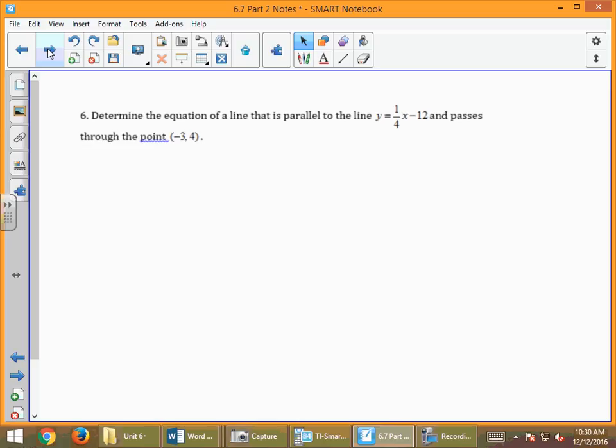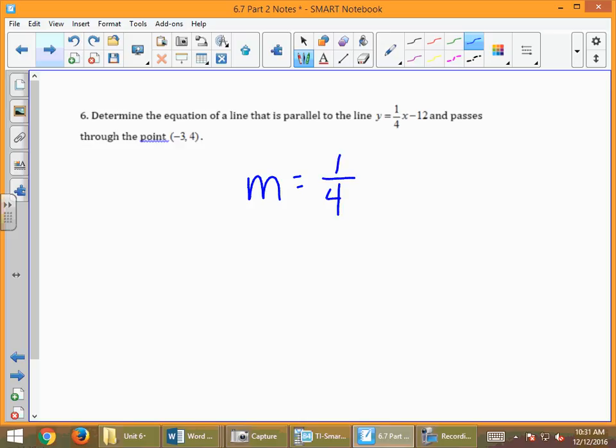To determine the equation of a line that is parallel to the line where y equals 1/4 x minus 12 and passes through the point negative 3, 4. Okay, well, when I talked about it, what do we know about parallel lines? They have the same what? Slope. Okay? So we know the slope of our new line is going to be what? What's the slope of our first line? 1/4. So the slope of our new line is going to be 1/4.